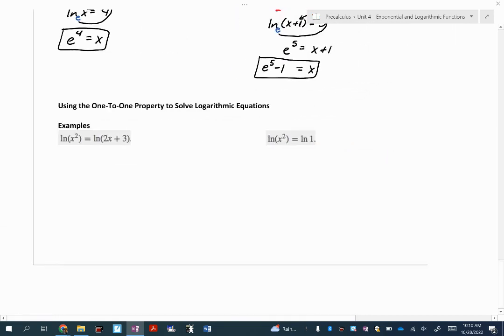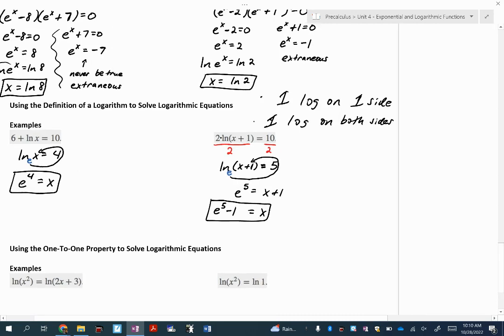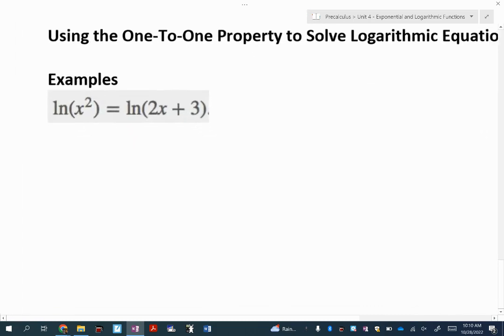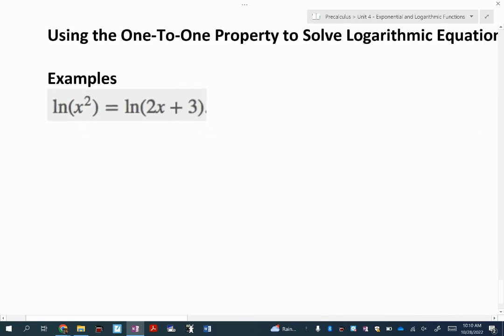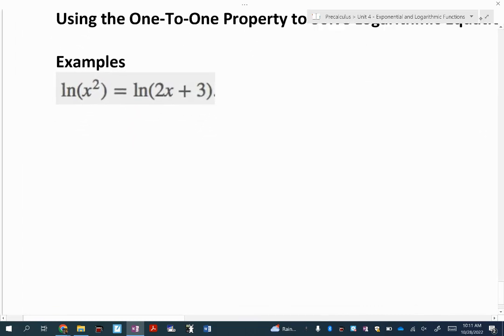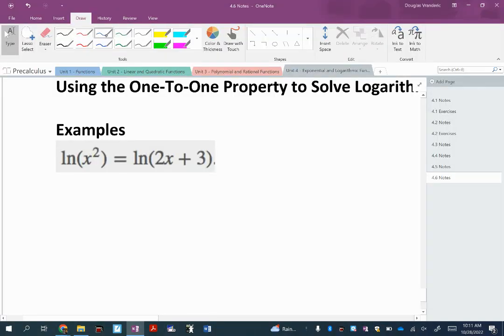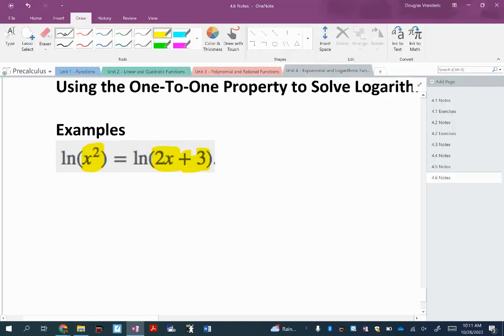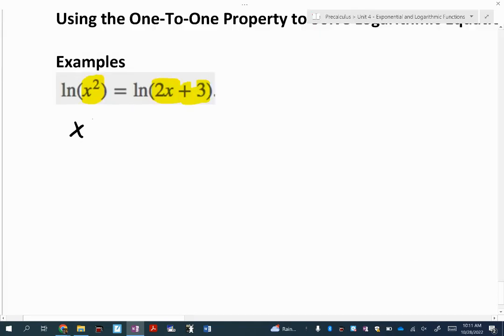Okay, these last two already have one log on both sides, but if it didn't, you might need to use some properties to get it to be one log on both sides. So if you have one log on both sides and they're the same, in this case both the natural log, then this argument and this argument are actually going to be the same thing. So x squared equals 2x plus 3. I've got to find the x values that make this true.